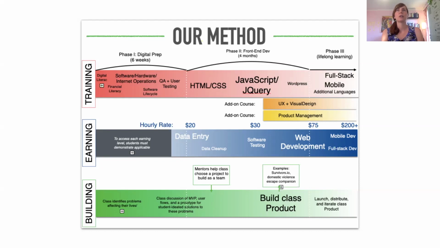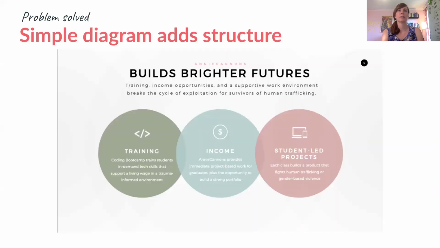Here's kind of the journey of training that our people that participate in the Annie Cannon's program take. And here's how much money they end up making in the end. Way, way too much. So what did we do? Well, you can see on the left-hand side the words building, earning, and training. So we focused on that to do their problem solved, which was training, income, and student-led projects. We kind of rephrased it.